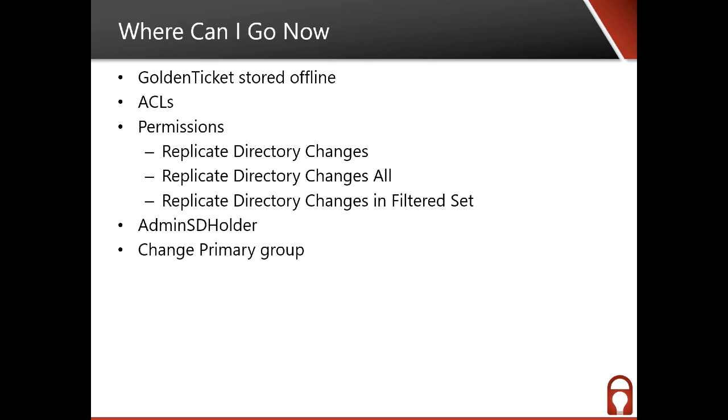The first one in the list is storing a golden ticket offline. Yes, we used a golden ticket when we were exploiting the trust within a forest. However, that was only within that session, right? Once we closed that PowerShell window, that golden ticket expired. It no longer could be used. It wouldn't exist anymore.